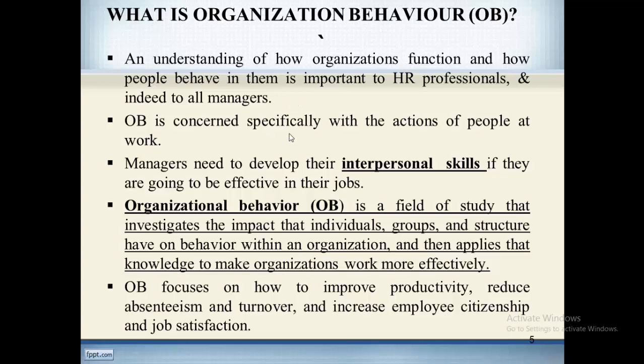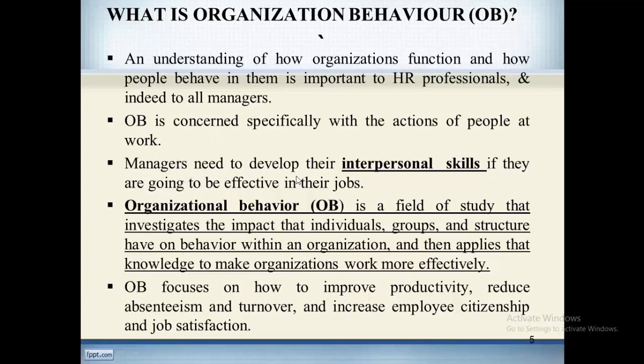Organizational behavior is concerned specifically with the actions of people at work. The field of organizational behavior is relevant to what people do in an organization, what their responsibilities are, how they are performing, and how to improve their performance. If they are not performing well, what are the reasons?